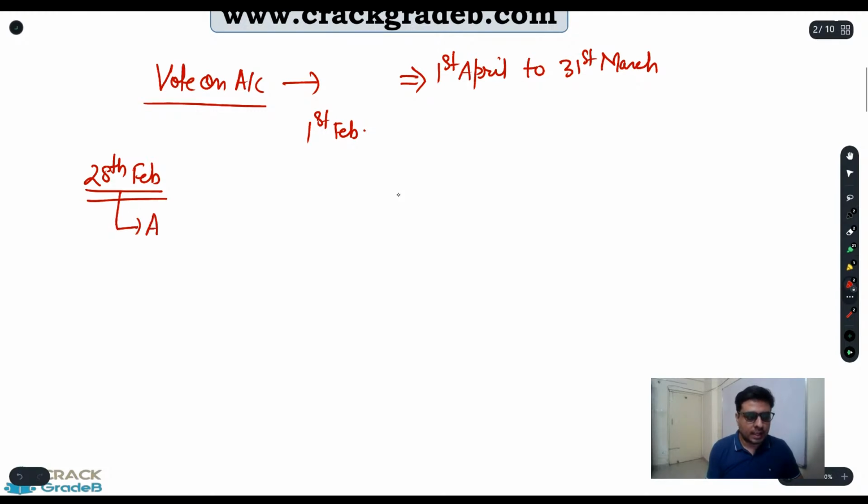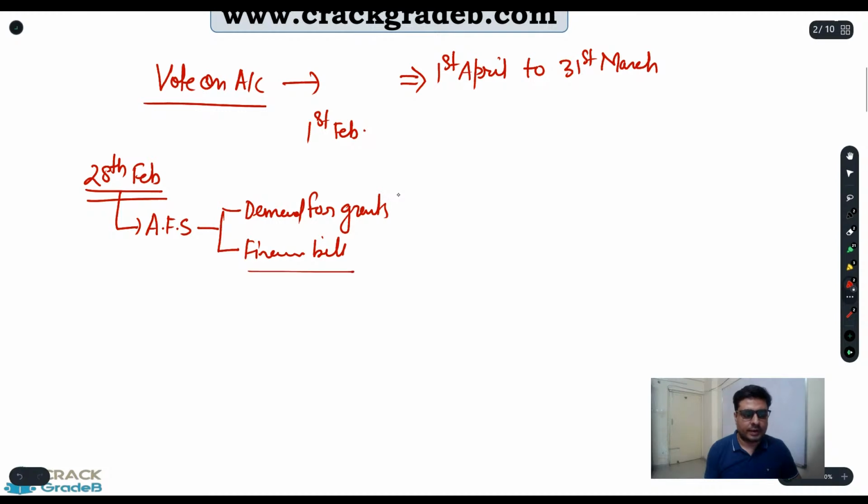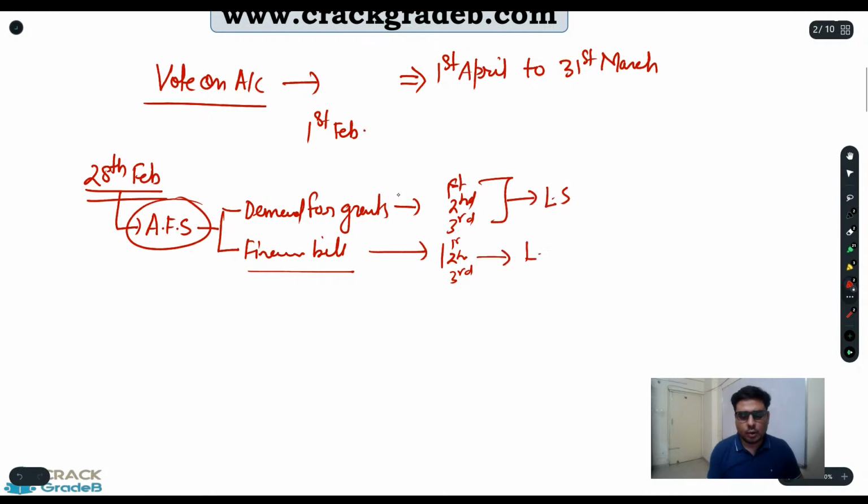On 1st of February you present the annual financial statement, and I told you under the annual financial statement there will be demand for grants, and the rest of the part is the finance bill. But as I explained, both are required to go through first reading, second reading, and third reading. Similarly, the finance bill also requires these three readings. It is required in Lok Sabha plus 14 days in Rajya Sabha, as I already explained.